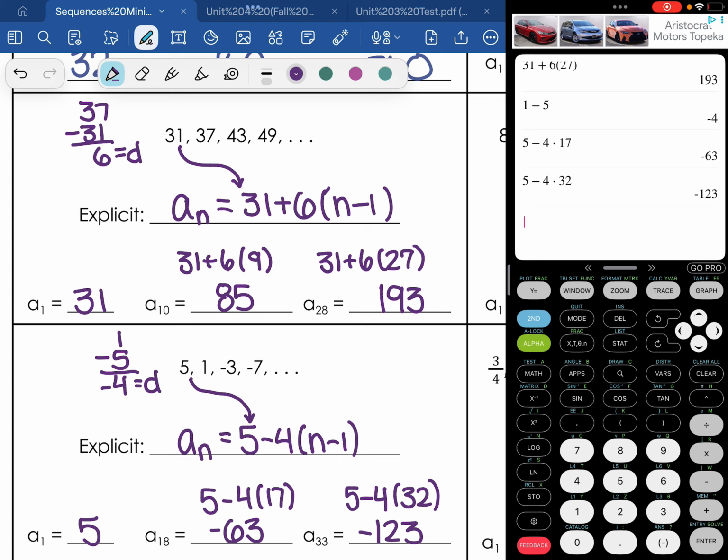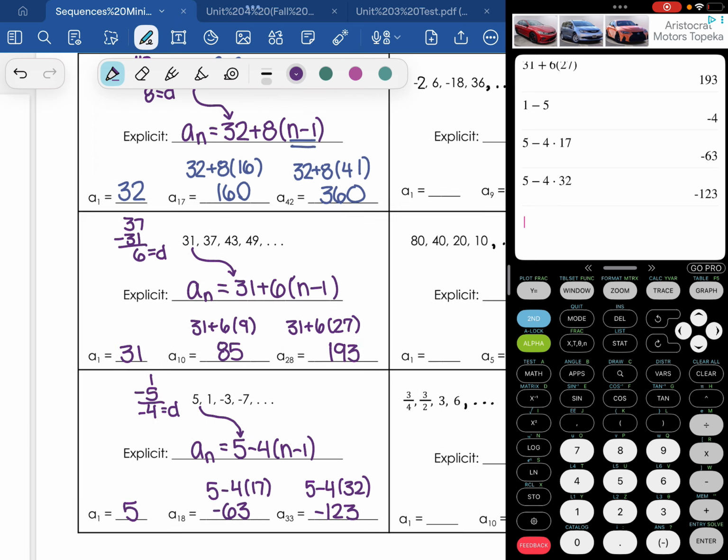Make sure everybody has those three filled in, because we're going to move on to geometric here in a second. Pause the video here if you need to.